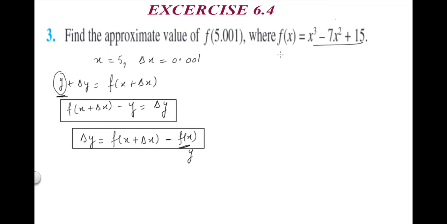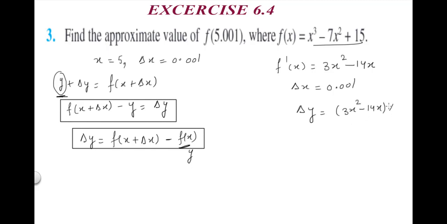Now we will be solving the question. We have been given the function. Let us differentiate it, because how do we calculate delta y? Dy by dx into delta x. So f dash x will be here 3x square minus 14x. So this is what dy by dx actually is. Now what is delta x? It is 0.001. So what will be delta y from here? Delta y will be 3x square minus 14x, which is dy by dx, multiplied with 0.001. So this is what delta y is.